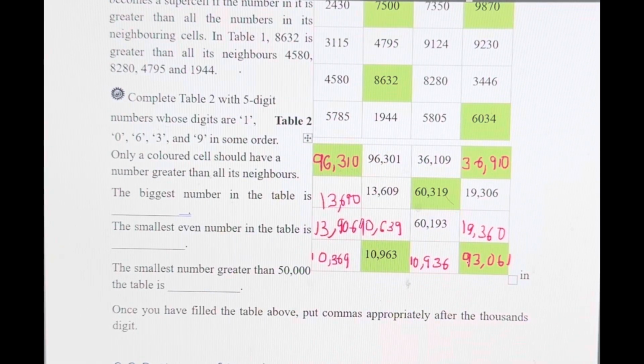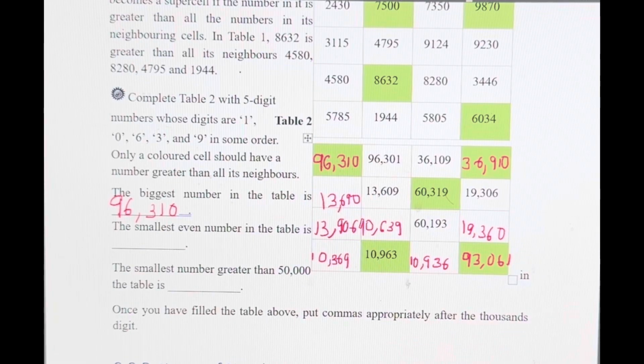Now based on that, there are some questions. We'll answer that. The biggest number in the table, if you can see, is the first cell, that is 96,310. That's actually the biggest number with these 5 digits. So for everyone this answer will be C. The first answer will be C. Other answers may vary from person to person, depending on the numbers you have chosen.